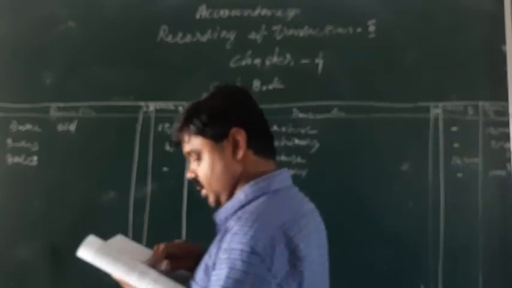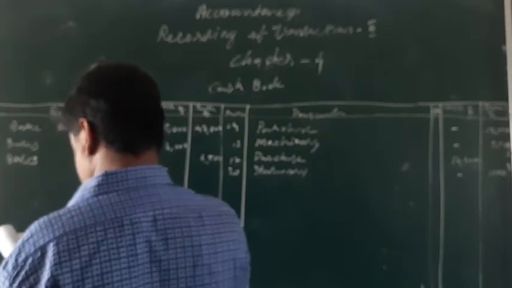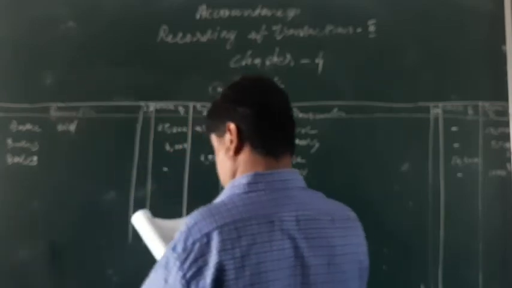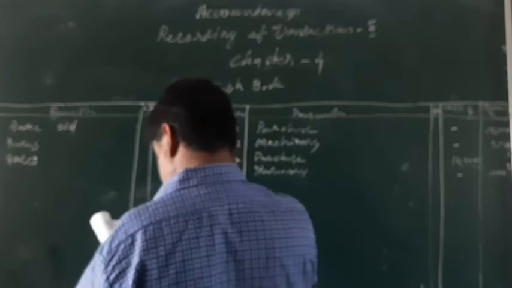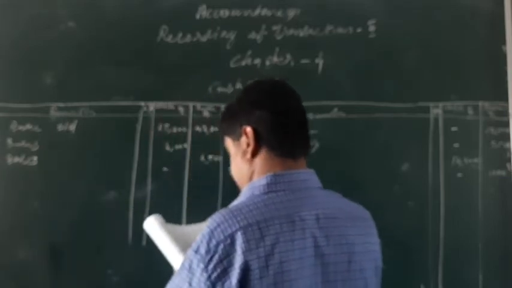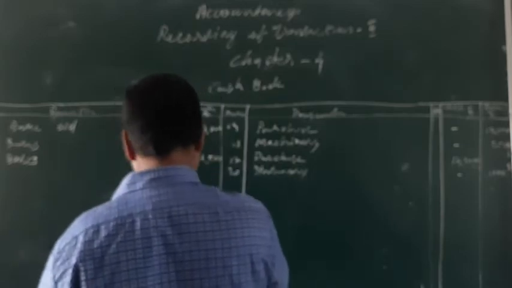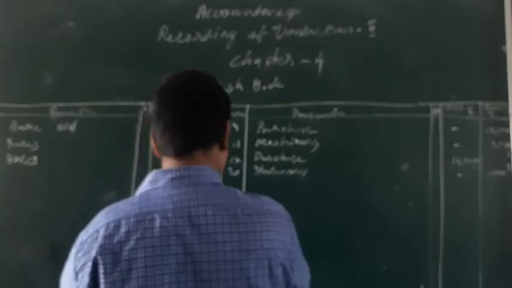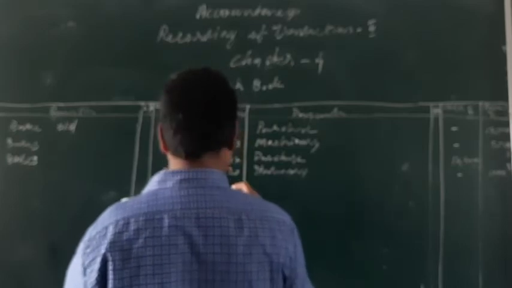Next, on 24th, check given to Rohit of how much rupees? 15,000, 1,500. That is on 24th.